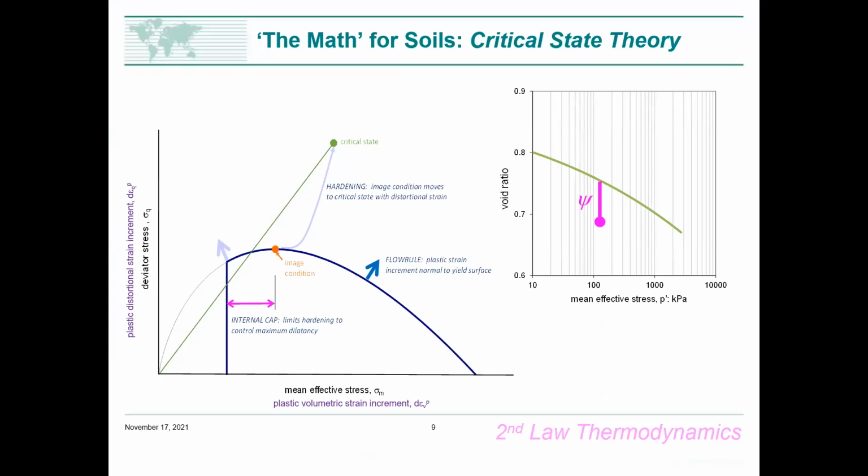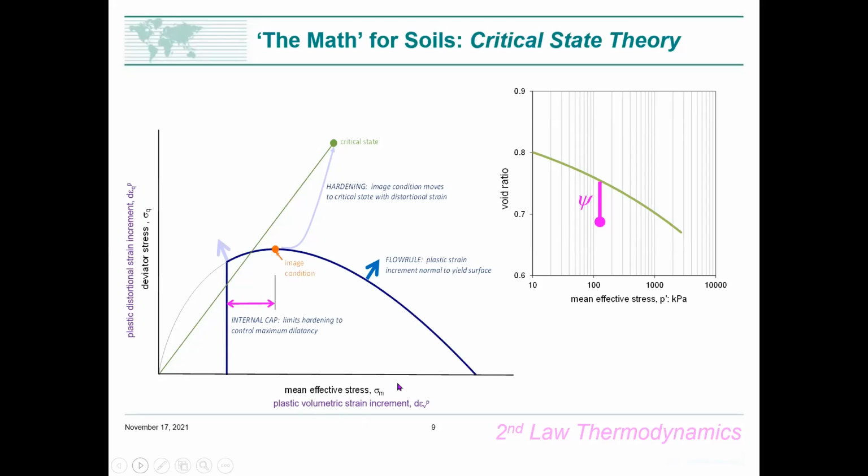Okay. This is what it looks like, and this is critical state theory in one slide. What we have on this left-hand side here is a familiar p-q plot, except we're now using it in terms of stress invariants. So it's a true 3D stress invariant over here. And it's in effect two plots on top of each other, because you notice down here I've labeled the axis volumetric strain increment, and over here distortional strain increment. So I have two plots laid on top of each other.